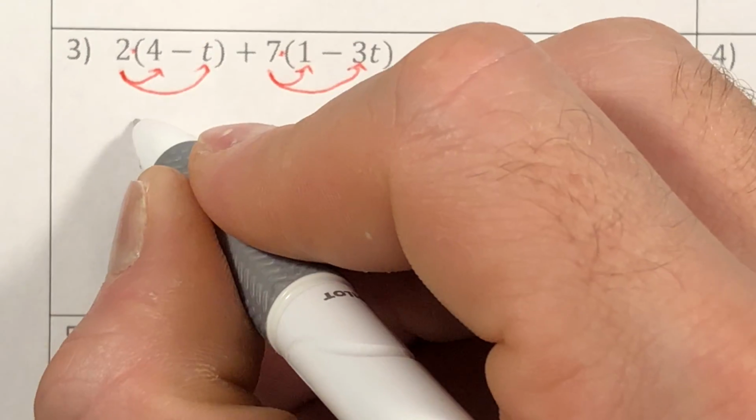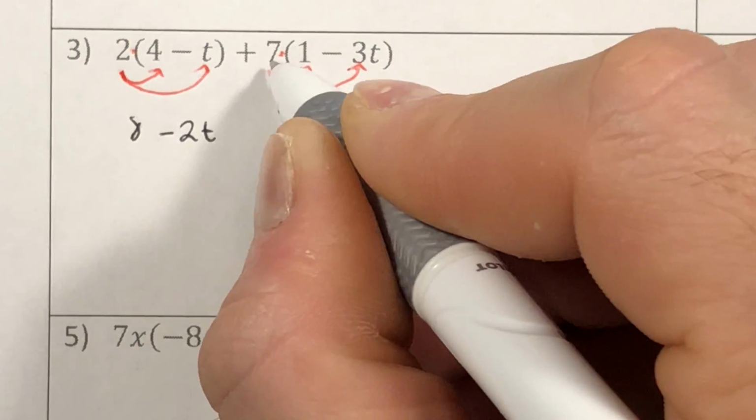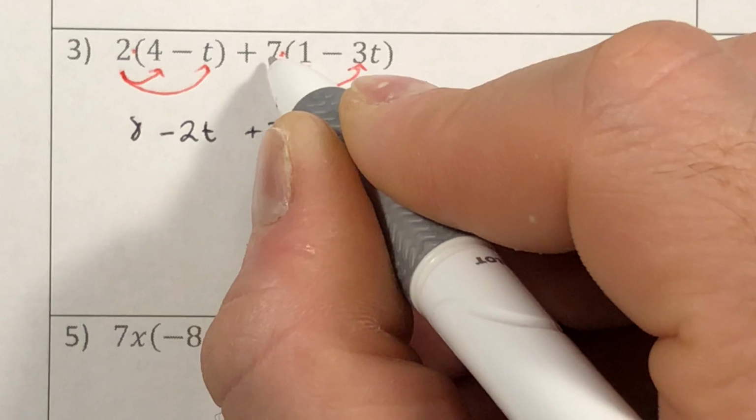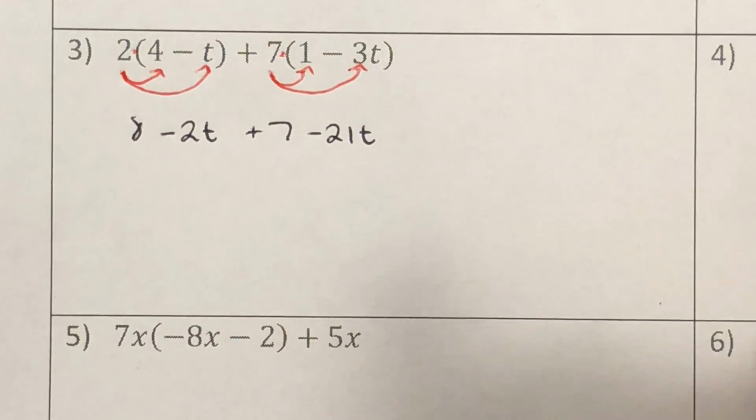So 2 times 4 is going to give me an 8. 2 times -t is going to give me a -2t. 7 times 1, and then 7 times -3. Perfect. Okay. That leaves me with the next step.